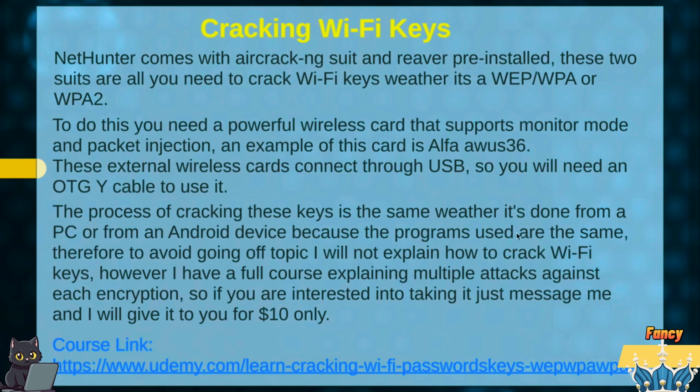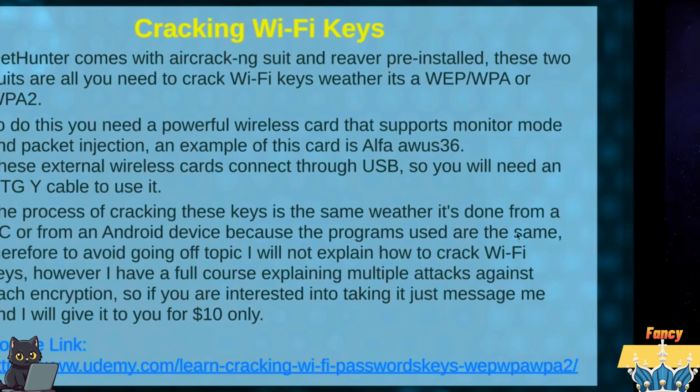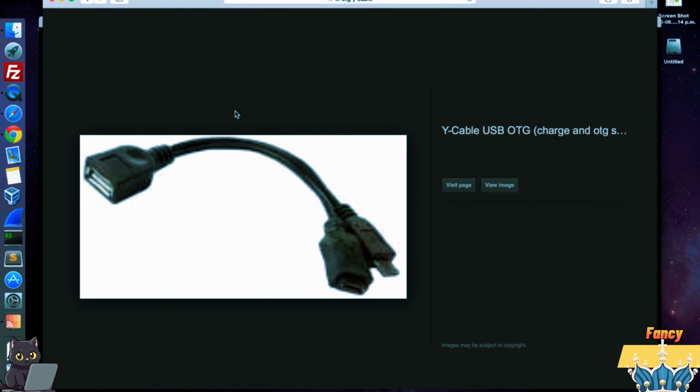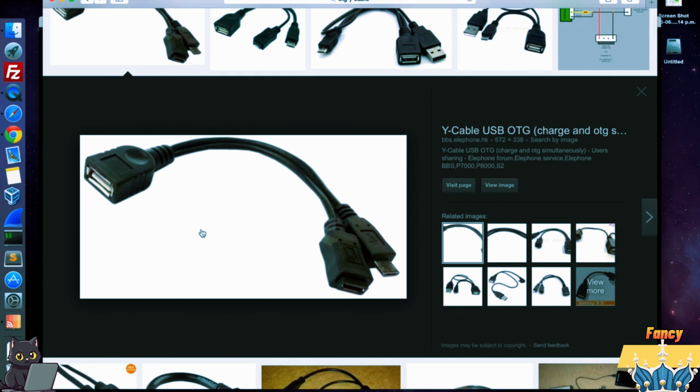So I'll show you actually what an OTG Y cable looks like. So that's what it looks like. It basically lets you connect your USB through here, so you don't have to connect a wireless card; you can connect anything that connects using USB through this port. Then you connect this port to your phone, and you connect this to your cable to charge the phone. So the phone will be charging at the same time.